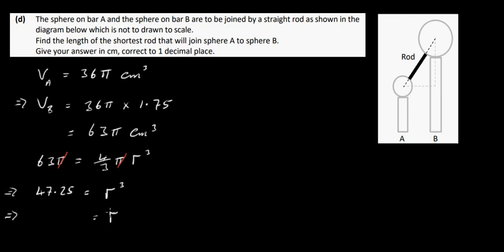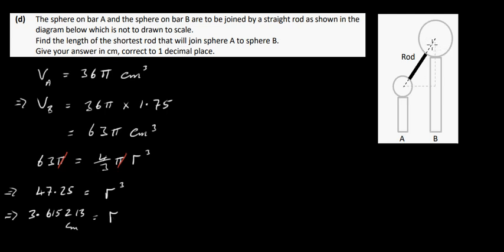That gives me, now again, we're asked to give our answer to one decimal place, so I'm going to do a few decimal places here. So I'm going to do 3.615213. I've done 6 decimal places here. So that's our distance here.